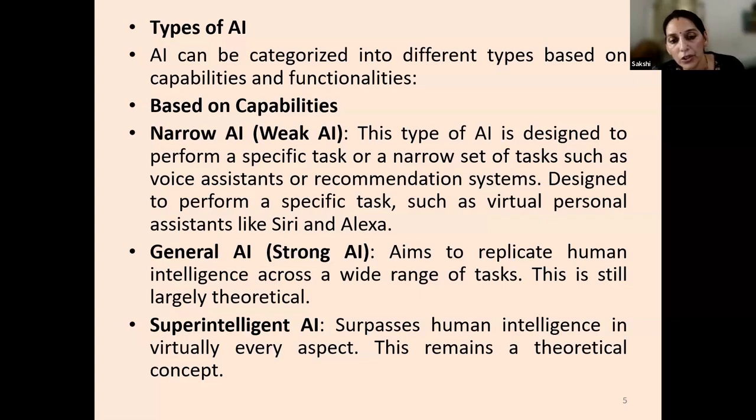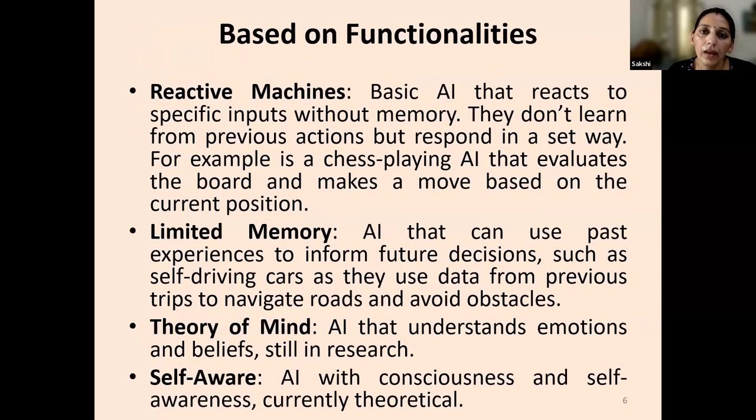Next is general AI or strong AI. Its main aim is to replicate human intelligence across a wide range of tasks. It has not yet been developed. It is still largely theoretical. And next is super intelligent AI. It surpasses human intelligence in virtually every aspect and still remains a theoretical concept.